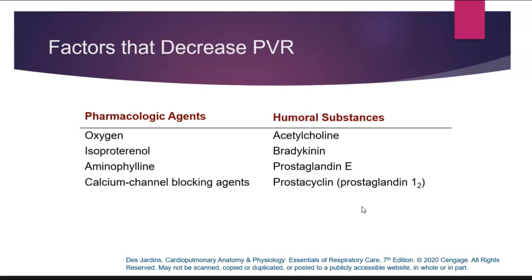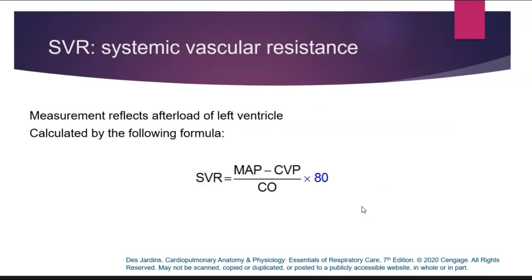Things that are going to decrease your pulmonary vascular resistance: the more oxygen that you have available will decrease it. Isoproterenol, calcium channel blockers, those types of things will cause some vascular dilation. And then your hormonal substances, acetylcholine being released causes vascular dilation. Prostaglandins also do. So that's kind of talking about pulmonary vascular resistance.